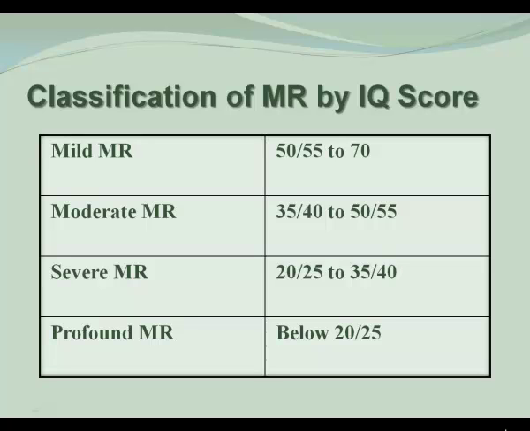Trainable included low, moderate to severe MR. The term trainable was very literal. It meant with intense training, these individuals could learn some skills, but would always need supervision and never live independently. Finally, I want to tell you about two other acronyms that we used concerning mental retardation.